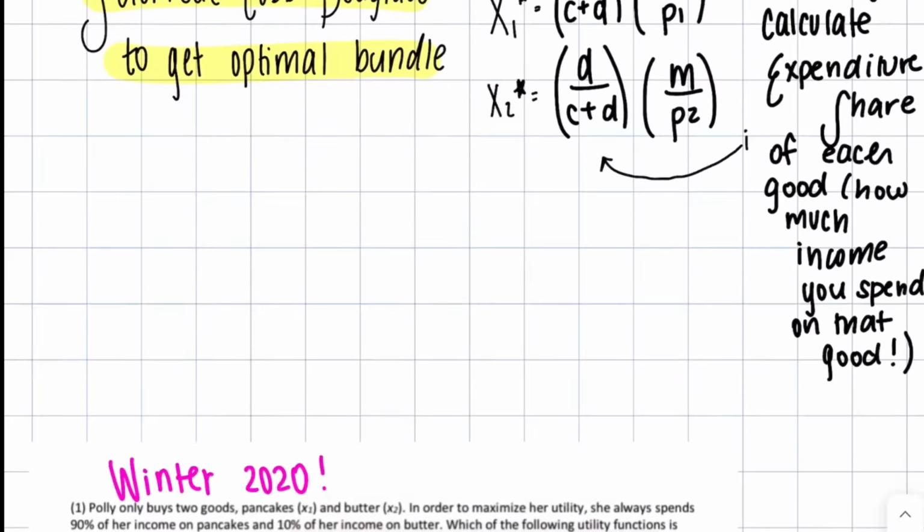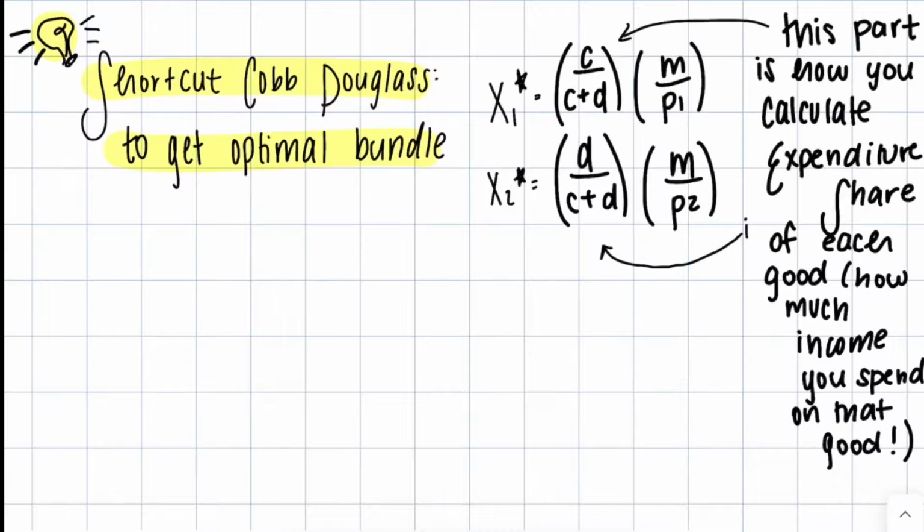Another shortcut to get the optimal bundle for Cobb-Douglas in lecture slides is going to be optimal amount of x1 equals c over c plus d times m over p1. Remember, c was our exponent attached to x1 and d was our exponent attached to x2. And then you can just multiply it out by the income given, the prices given, and that's going to give you your optimal amount, and you would have gotten 10, 10 again.